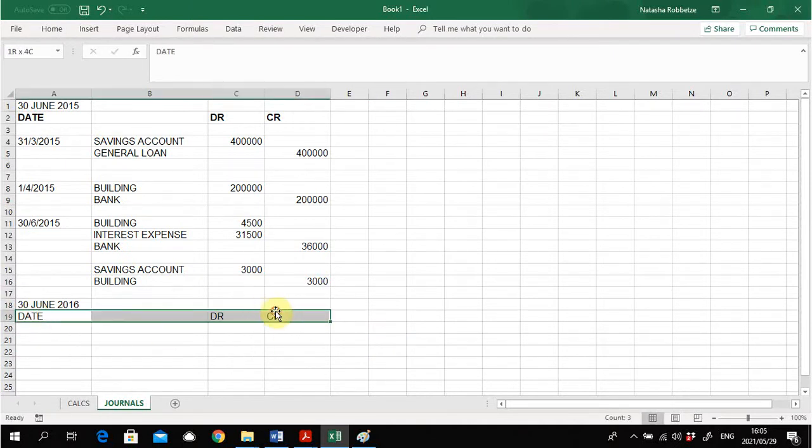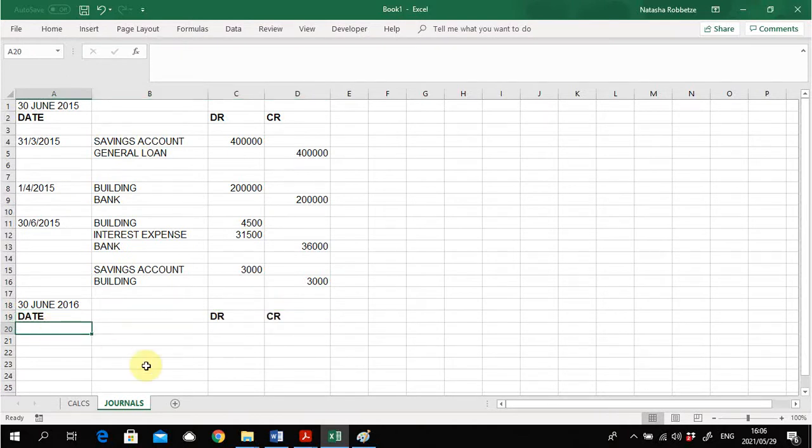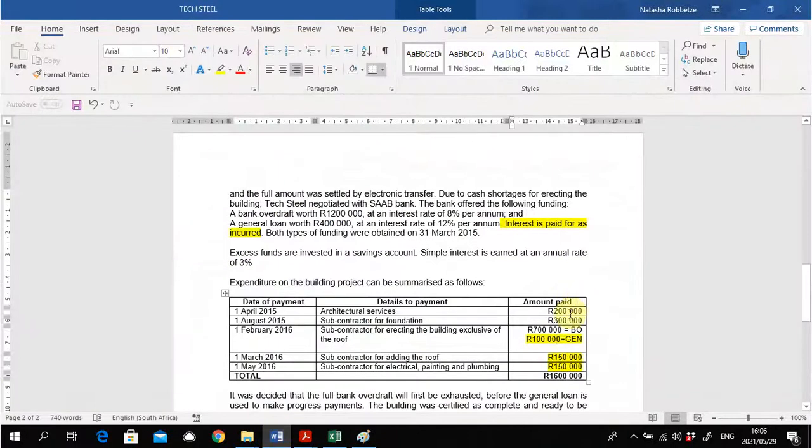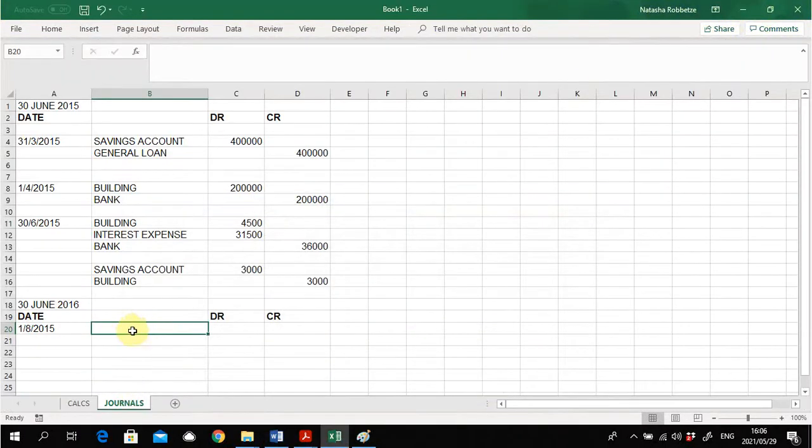And the first date that falls on our timeline within this interval is the 1st of August. So on the 1st of August 2015, there is a progress payment that I am making. And that is this progress payment with 300,000, which should come from my bank. So it's going to be out of the bank account, I make a payment towards my building. And the total progress payment was 300,000.